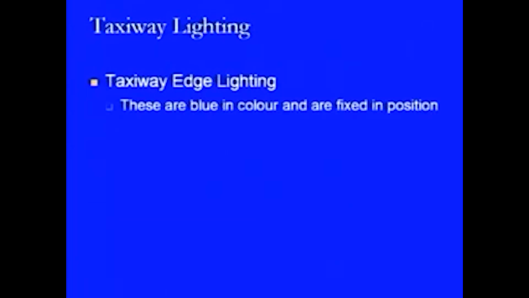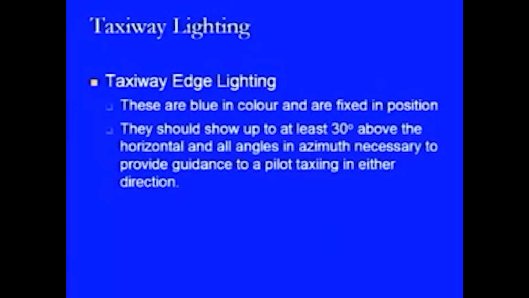These are blue in color and they are fixed in position. They should show up to at least 30 degrees above the horizontal and at angles in azimuth necessary to provide guidance to the pilot taxiing in either direction. So, whatever way the pilot is moving, whether coming from the runway to the apron or from the apron to the runway, in both directions it should be visible, and it should be visible up to a height of 30 degrees angle, so at least to that particular value.